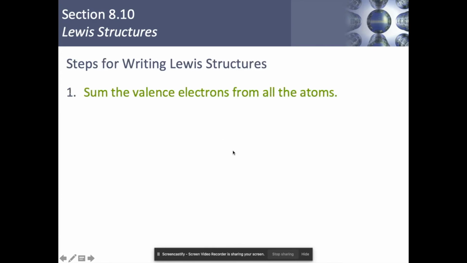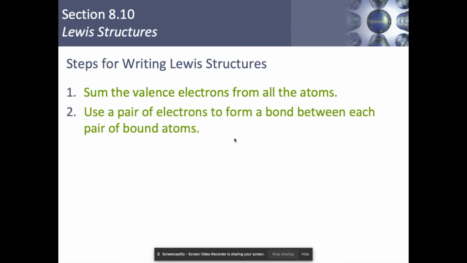All right, so what are our steps for drawing and writing Lewis dot structures? First things first, add all of the valence electrons together so you know how many dots you're supposed to have in your picture.